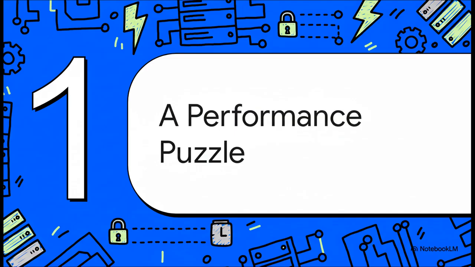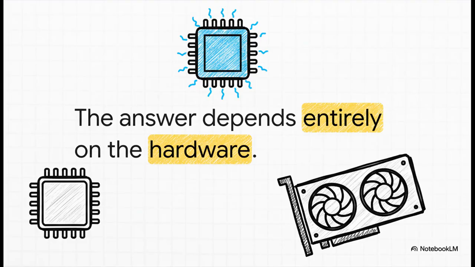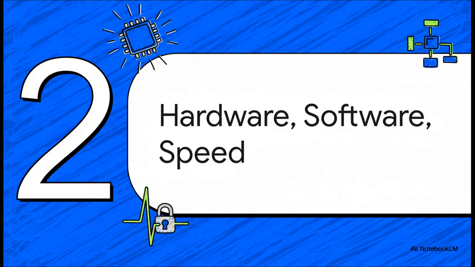So what's the missing piece of the puzzle here? Well, it all comes down to the hardware. That's the secret ingredient. The exact same code can give you completely different results depending on what it's running on. Is it a basic CPU, a specialized chip, a monster of a graphics card? That changes everything. So let's dig into that relationship a little more. This dance between the hardware, the software, and the raw speed you can get.